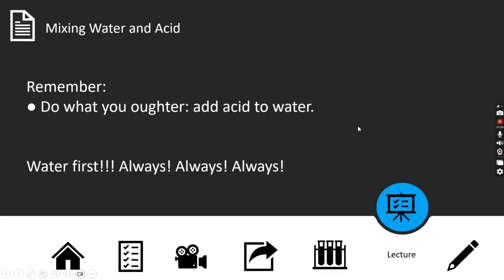Mixing water and acid. The curriculum says to add acid to water, but I find that it's easy to mix it up even though it kind of rhymes. I just remember water first. You want to put water, acid, and then maybe a little bit more water before you add more acid, because if you do it the other way around, it's going to heat up and it can explode.